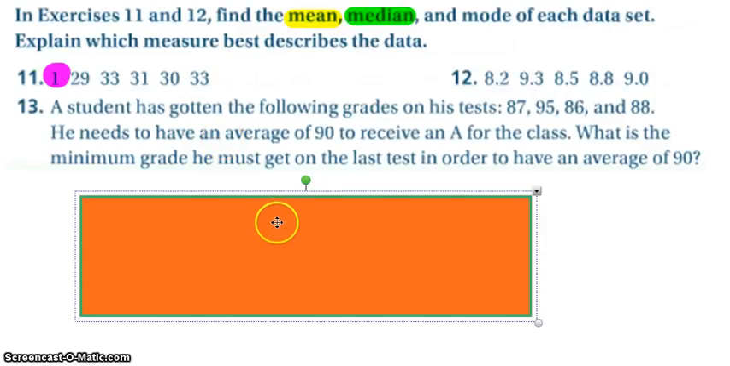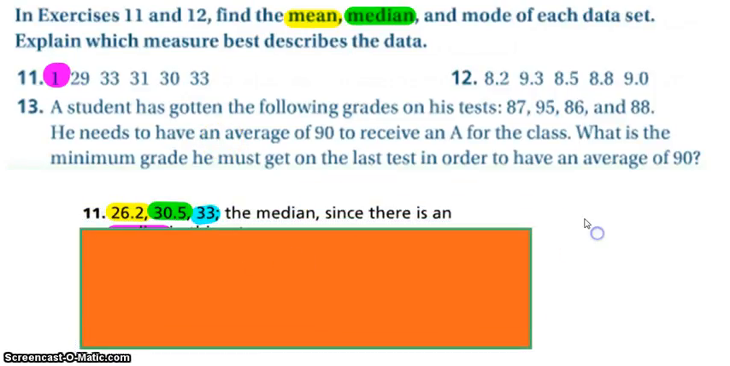Alright, so for 11, we find the mean, median, and mode. I forgot to highlight mode up here. There we go. So we see that the average of our data is 26.2. Our median, when it's in order, is 30.5 because we have to average between the 30 and the 31. And our mode is 33 because it happens twice.